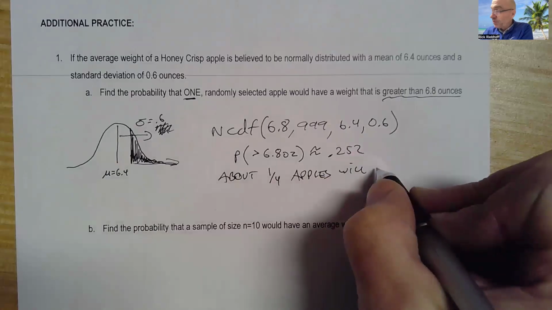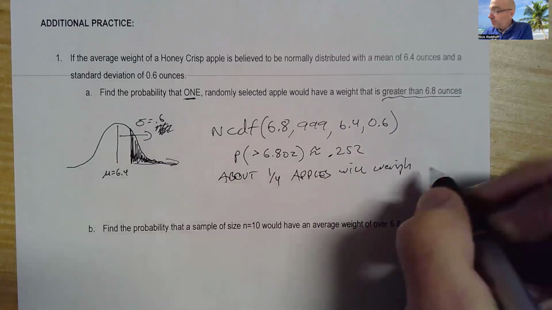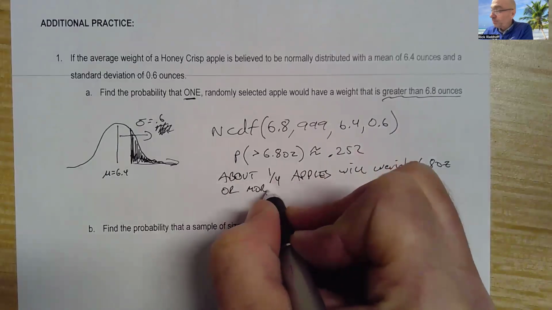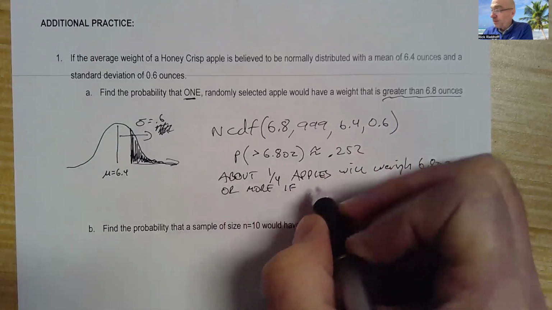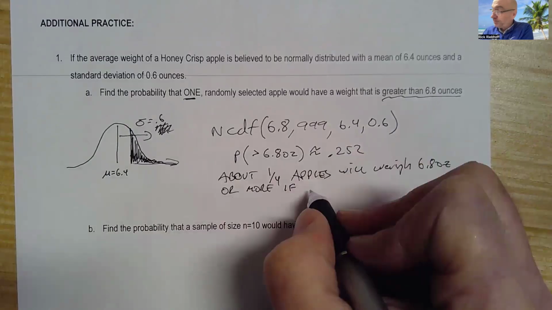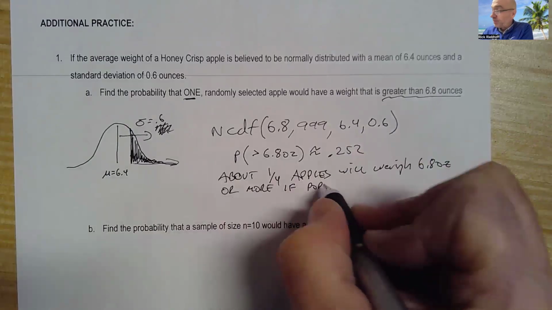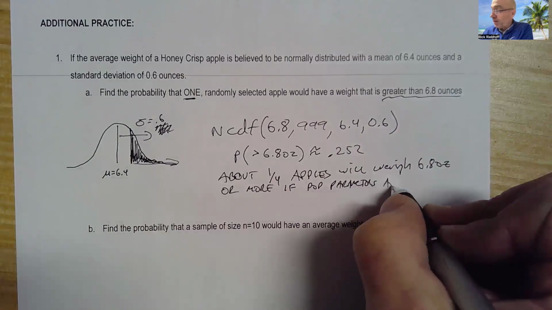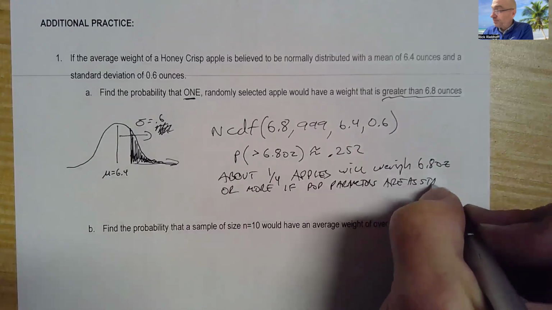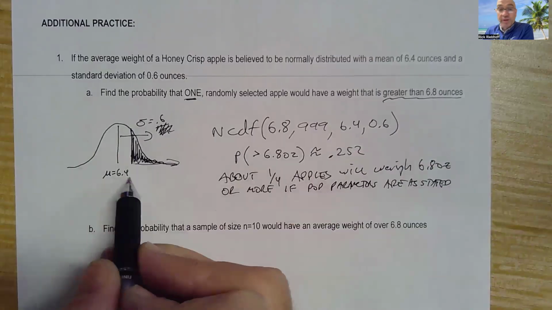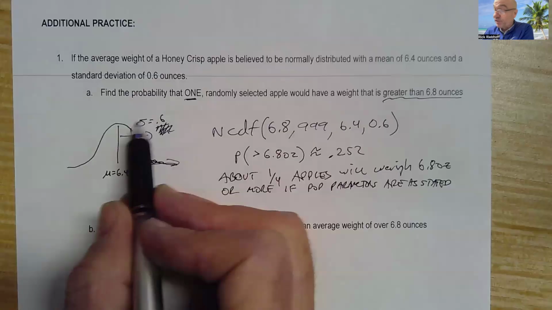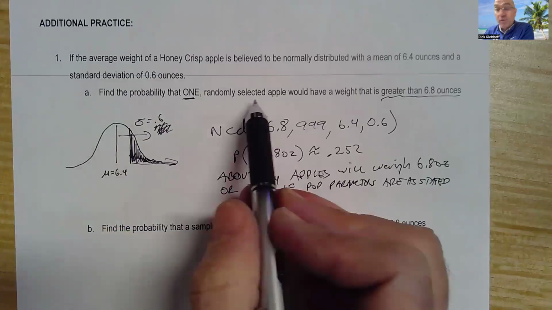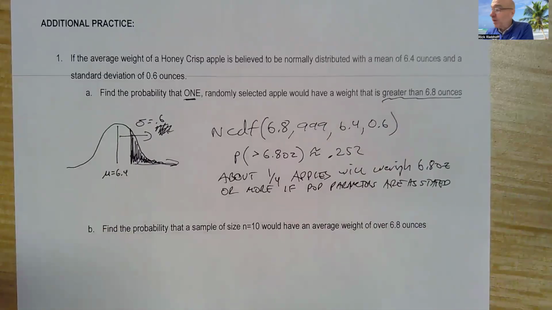will weigh 6.8 ounces or more if the population parameters are as stated. Okay. So if this is truly the mean and this is truly the standard deviation, about a quarter of the time we would get an apple that is that weight or more. Okay. So not very rare, right?